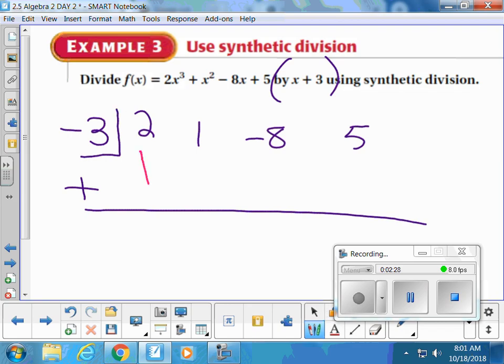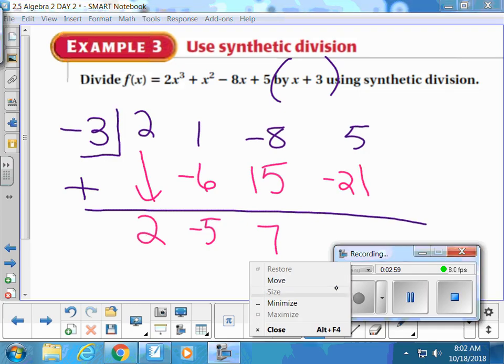So to do synthetic, this 2 has to go down to here. If you forget to drop your 2, you'll just be off from there on out. You do 2 times -3, get -6. Add straight down. -5 times -3, careful. Beware of the double negative. That's going to be a 15. Add straight down. Get 7. 7 times -3 is -21. Add straight down. Get -16.